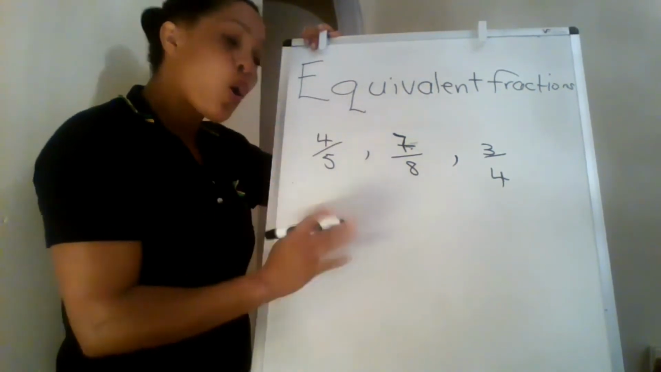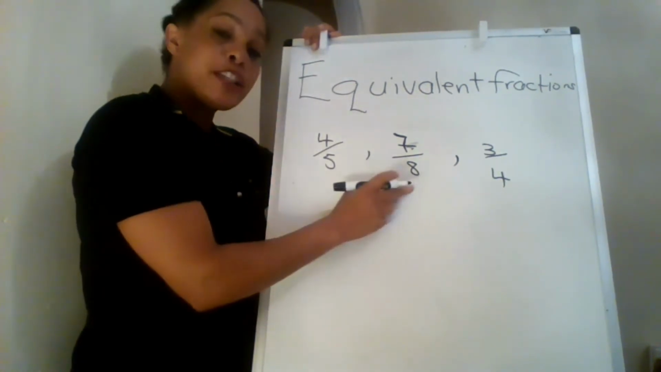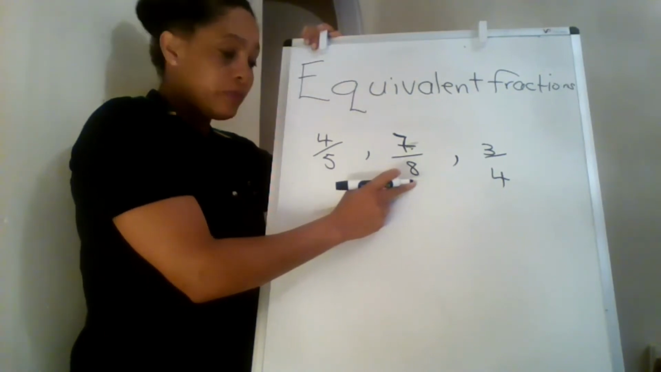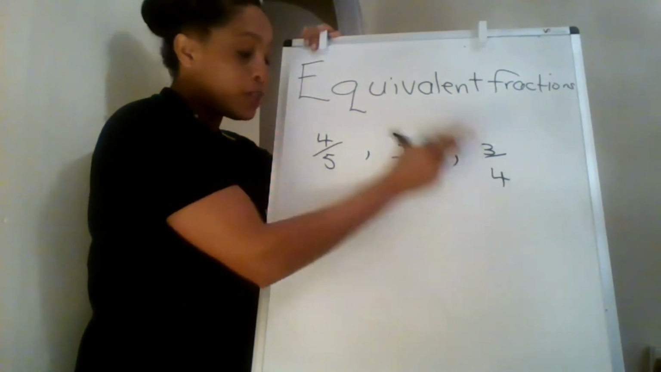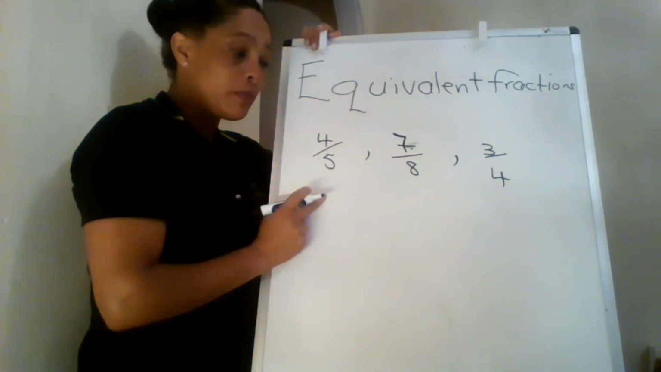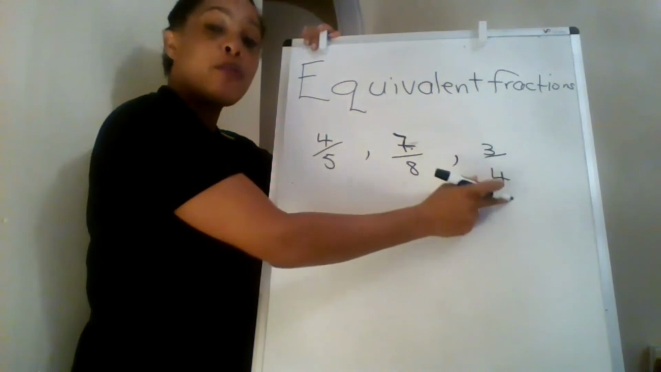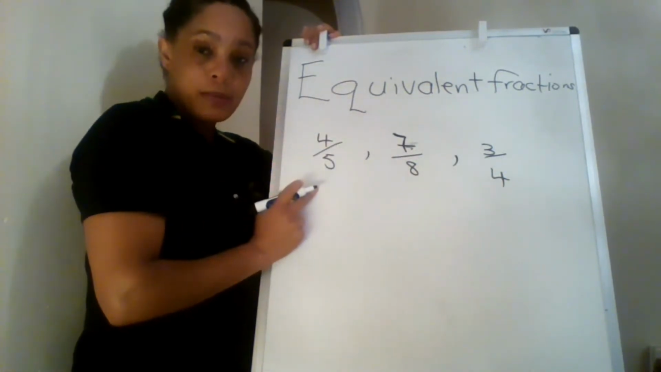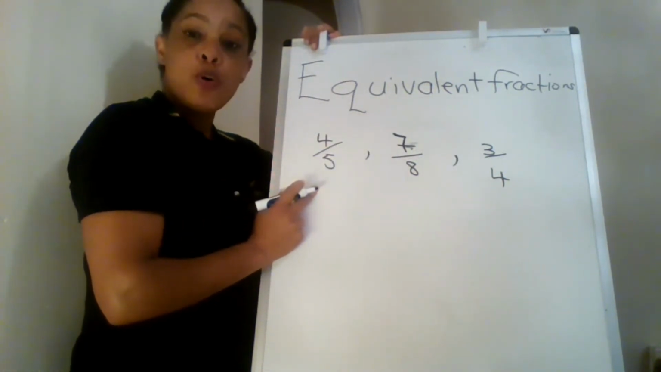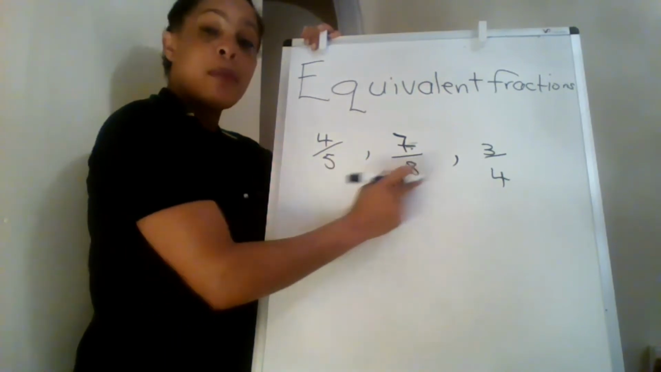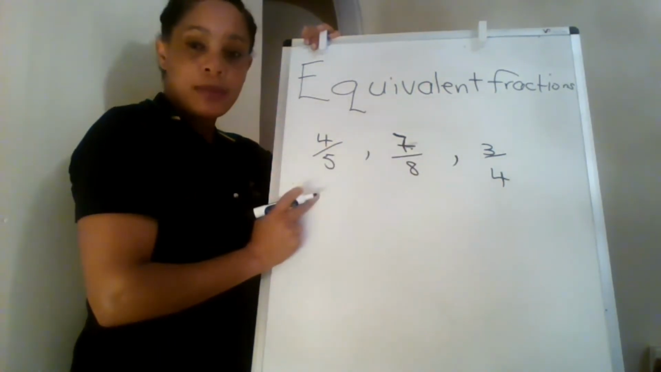So now let's talk about our 8 times table. The first number in our 8 times table is 8. It's in the 8 times table, it's in the 4 times table, but it's not in the 5 times table. Next one is going to be 16. 16 is in the 8 times table, 4 times table, but it's not in the 5 times table. Next one is going to be 24. 24 is in the 8 times table, 4 times table, but it's not in the 5 times table.